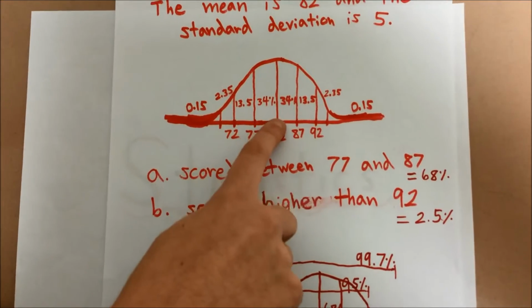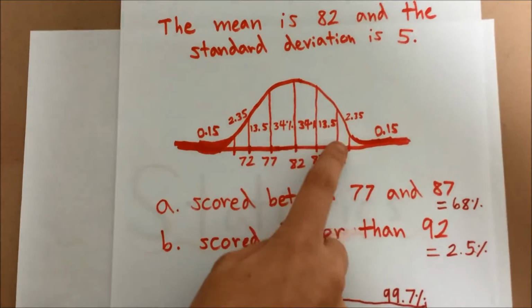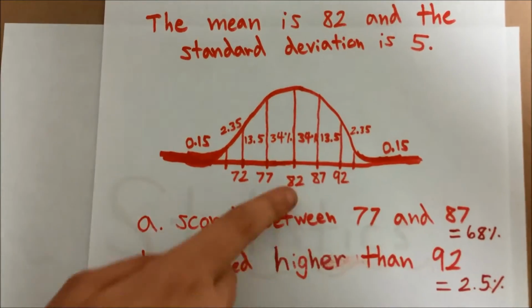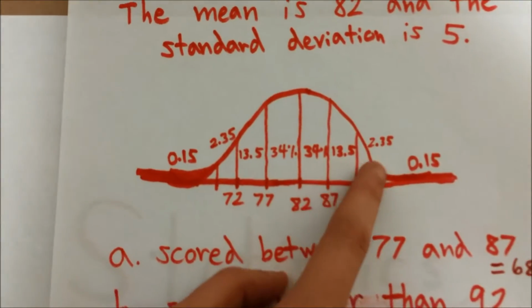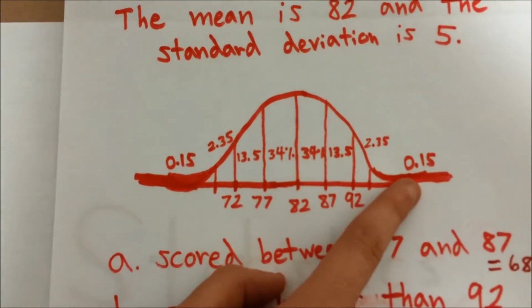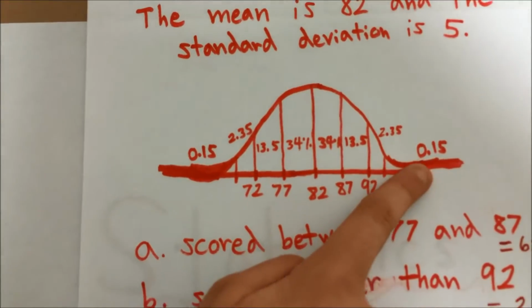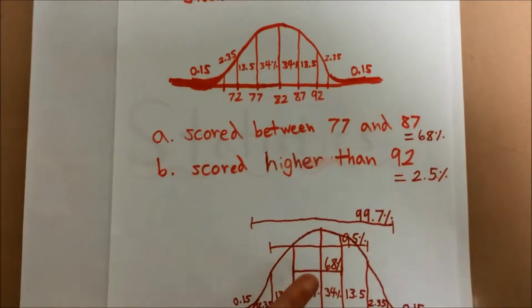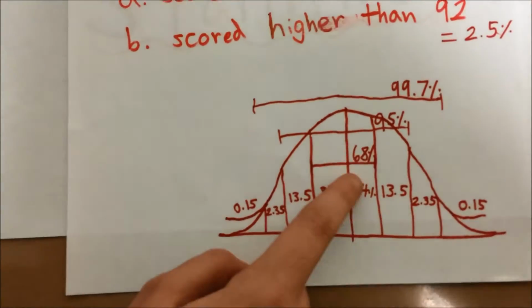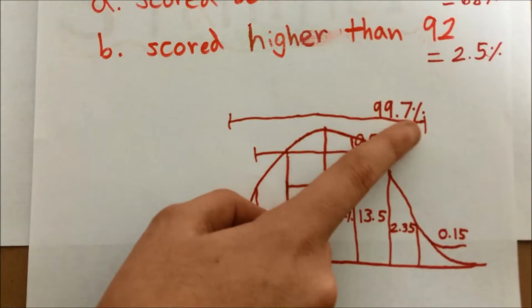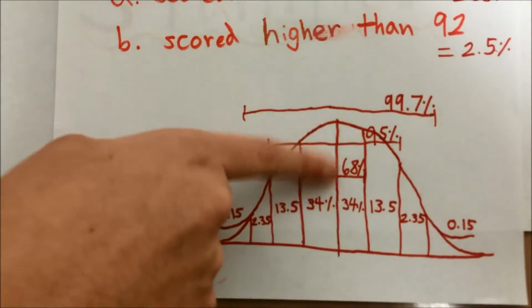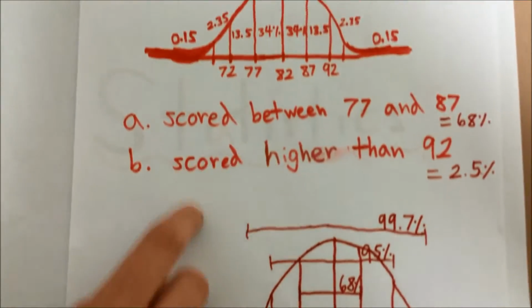And these percentages will help you out with the next questions, and they are 34%, 13.5%, 2.35%, and 0.15%. The main three ranges on the empirical rule are 68%, 95%, and 99.7%, and these will also help you out with these questions.